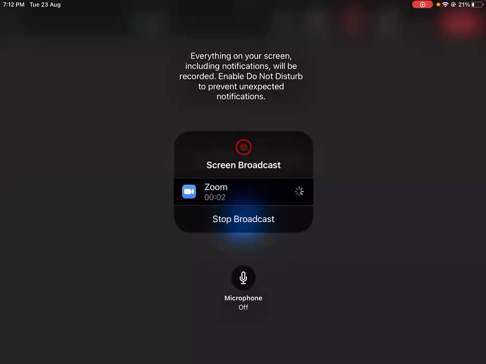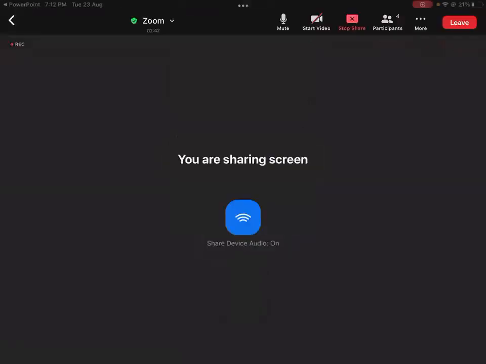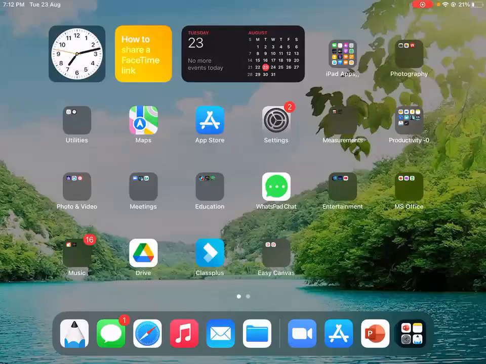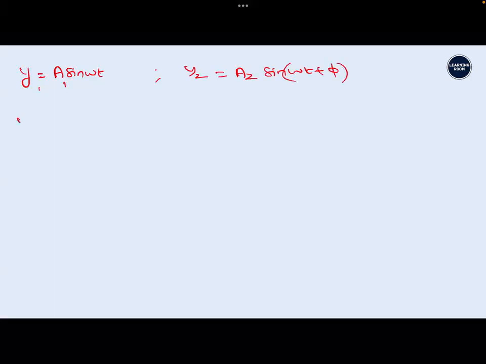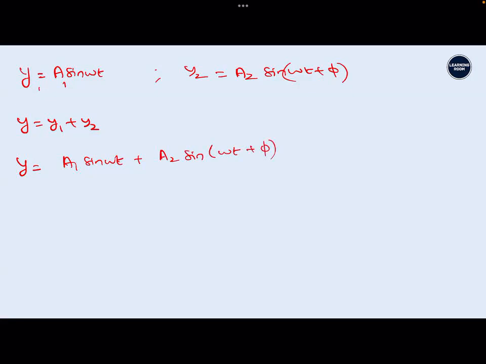So what did we see in the interference of two waves? y1 is equal to A1 sin omega t. Y2 will be A2 sin of omega t plus phi. So y is equal to y1 plus y2. So y will be equal to A1 sin omega t plus A2 sin of omega t plus phi.